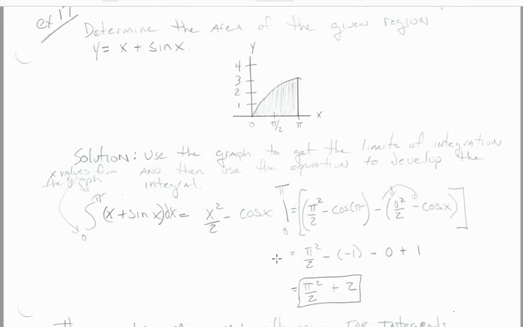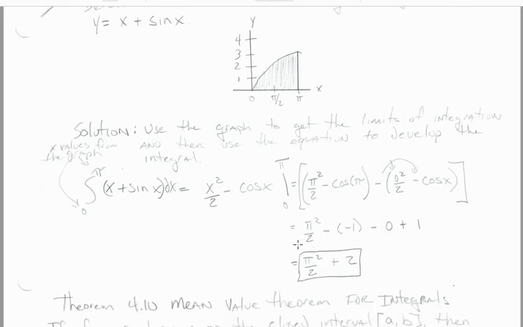So we end up with pi squared divided by 2 minus a negative 1, because cosine of pi is negative 1, minus 0 plus, it's plus because this minus sign distributes over here in front of the minus sign in front of the cosine, so that minus minus makes it a plus, and the cosine of 0 is 1. Alright, so when we work through everything out, we end up getting pi squared divided by 2 plus 2.